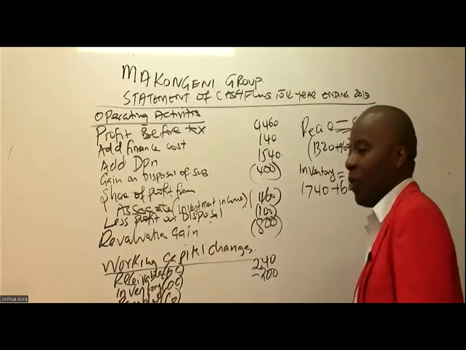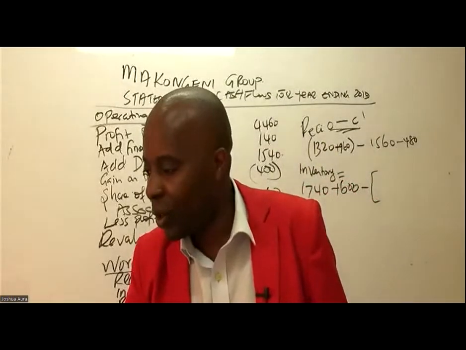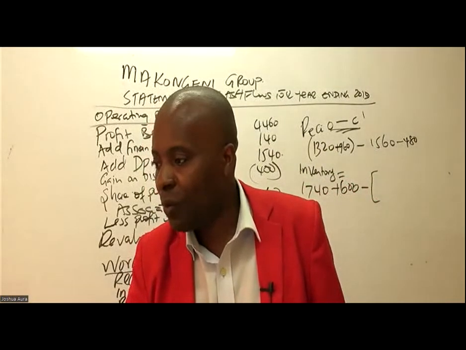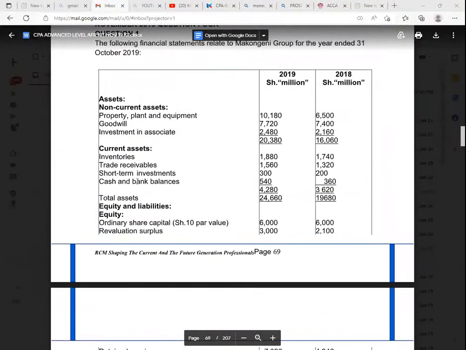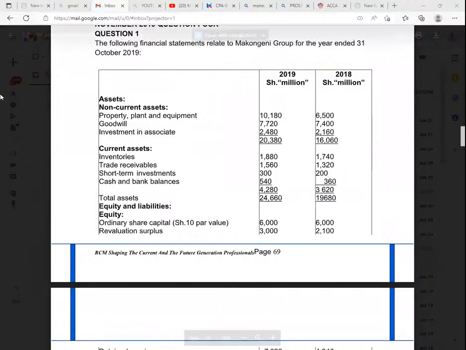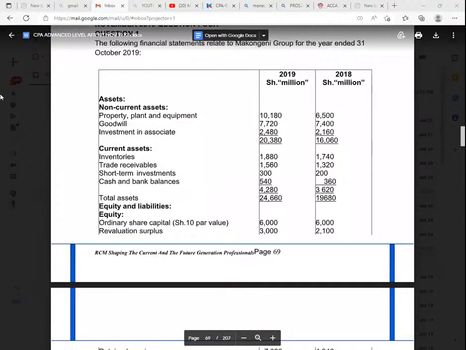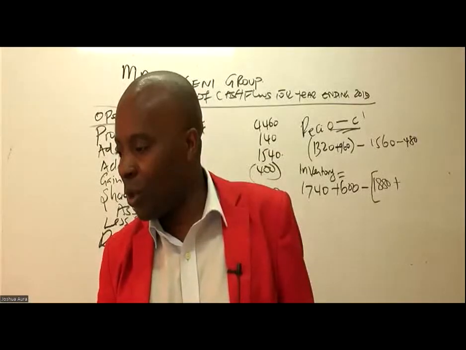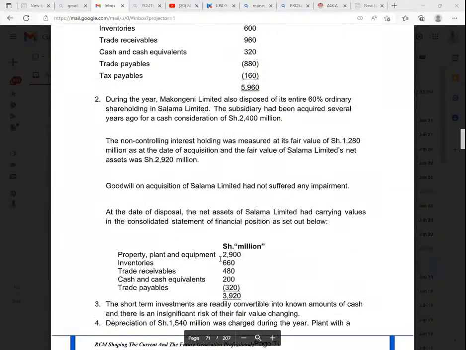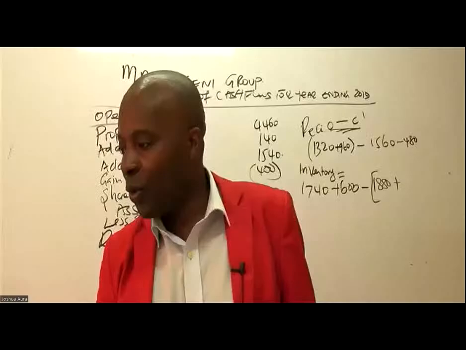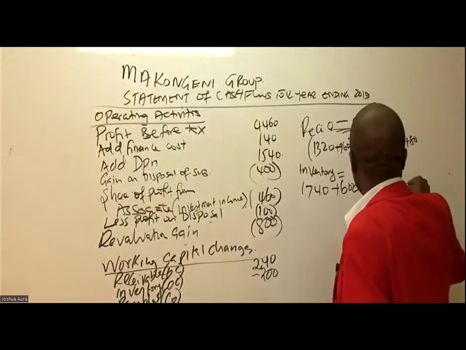Minus the closing. I always like the brackets. For whatever reason, you'll have to allow me to be using brackets. So minus the closing inventory for the current year. Closing inventory for the current year is 1880 plus the inventory that went off the radar with this disposal, the disposed one went away with 660. I'll come and add it to this one here, 660 like that.